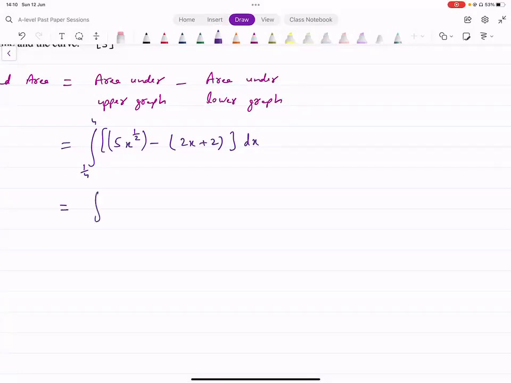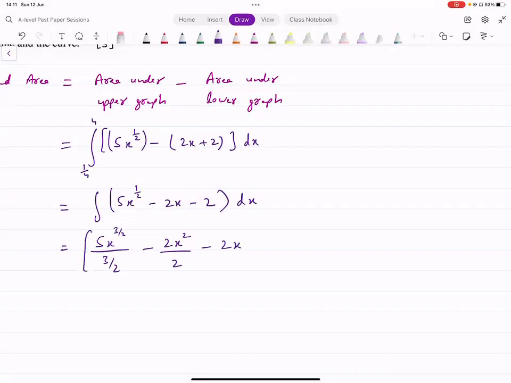Let's simplify what we have inside the integral first. We have 5x raised to power 1/2 minus 2x minus 2. Let's find the integral. This is going to be 5x raised to power 1/2 plus 1, which is 5x raised to power 3/2 divided by 3/2. Subtract from that the integral of 2x, which is 2x squared. Increase the power of x by 1. Divide by that increased power. So that's 2x squared over 2 minus 2 times x. And we've got the limits. Limits are from 1/4 to 4.